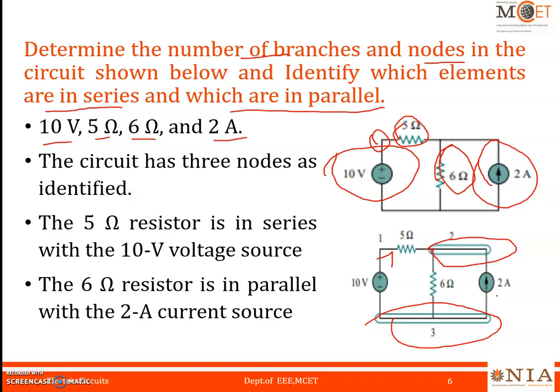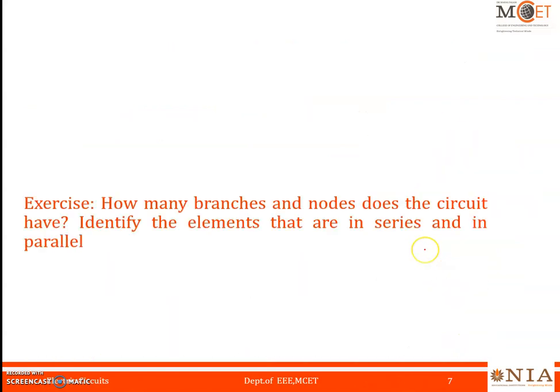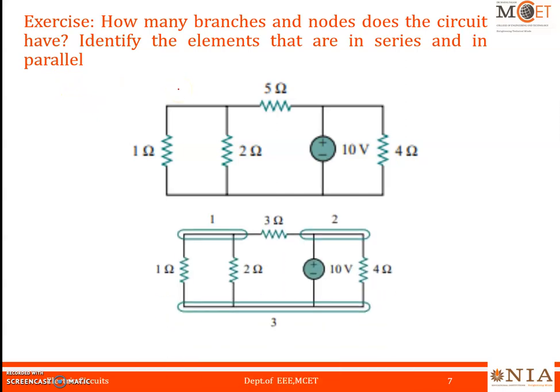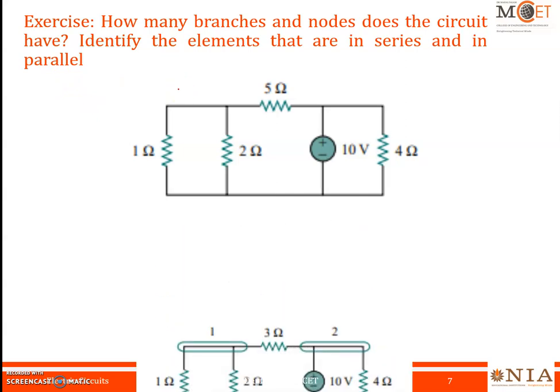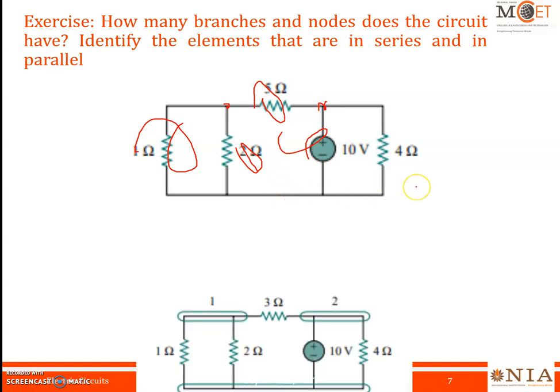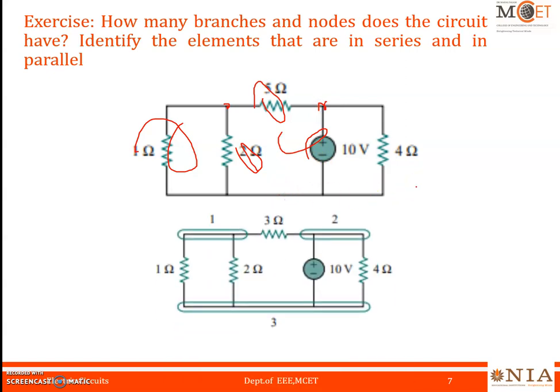This is the way we have to identify the different elements, and also the number of loops and nodes in a circuit. Take another example. How many branches and nodes does the circuit have? Identify the elements that are in series and in parallel. Here the branches are 1 ohm, 2 ohm, 5 ohm, 10 volt and 4 ohm. There are 5 branches available in the circuit. As far as nodes are concerned, this is one node, this is another node, and this is another node. So there are 3 nodes available in the circuit.